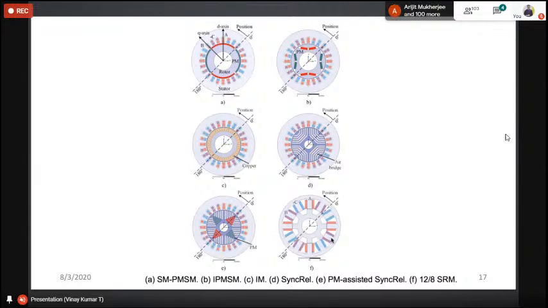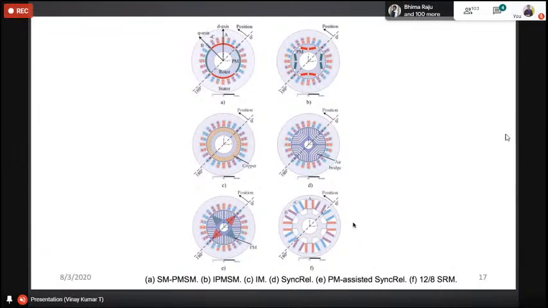Here one more important thing is, if you take figures A, B, C, D, E, up to figure E, the stator construction is similar. Even if you take the surface mounted permanent magnet synchronous machine, interior permanent magnet machine, induction machine, synchronous reluctance machine, and permanent magnet synchronous reluctance machine, the stator construction is similar. The stator winding is distributed type. It is not a concentric winding.